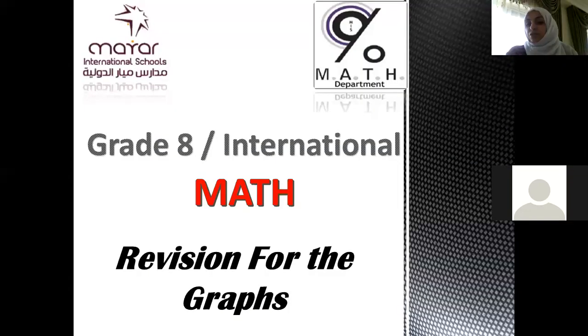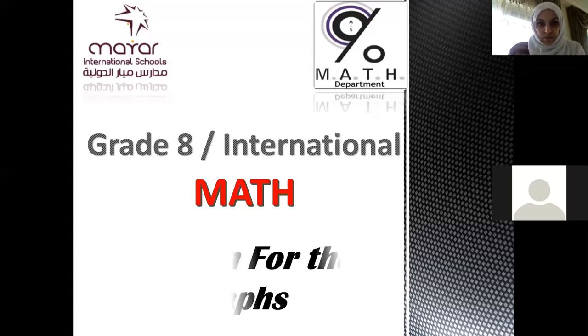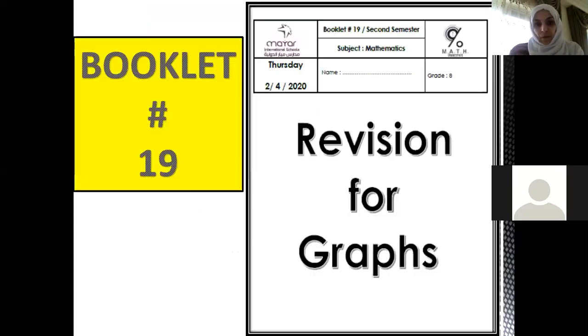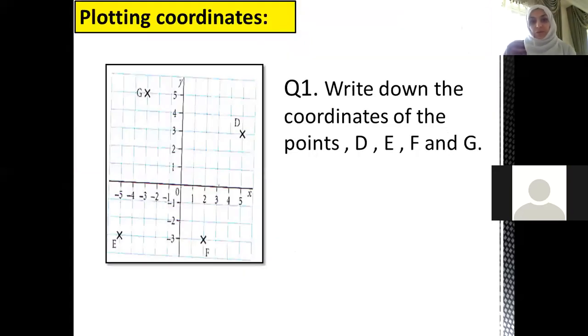This is a revision for the graphs. As I just said, this information you took in stage 8, grade 7. So we will go through it. This is the booklet that I told you I will be sending to you. I want you to participate in this one. These are previous knowledge, things that you took in lower stages. First of all, we want to write down the coordinates for points D, E, F, and G. Who wants to participate?